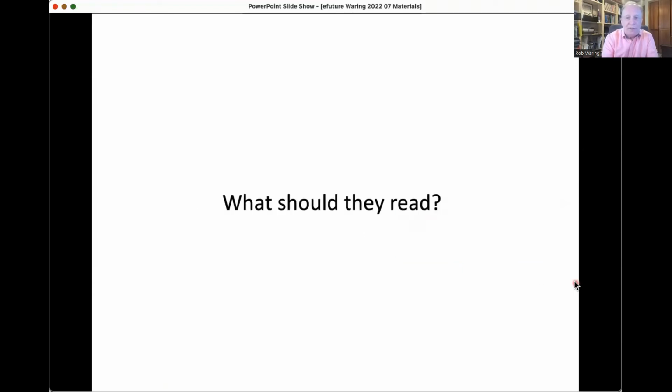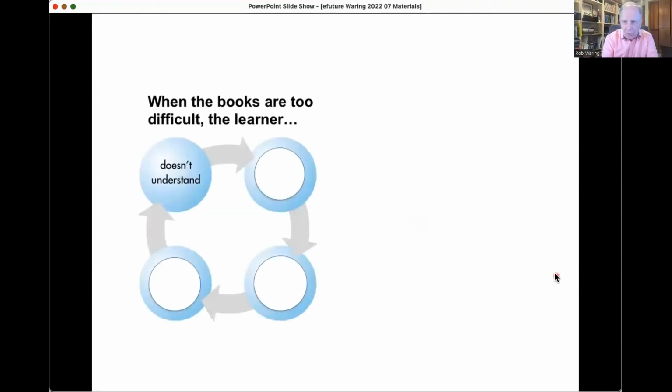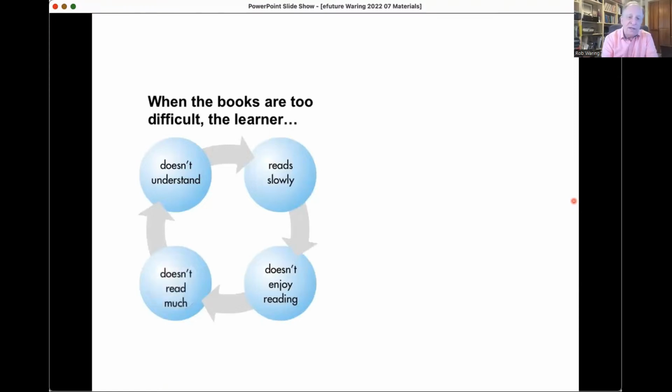So what should they read? Well, what we do know is if books are too difficult, then the learner doesn't understand, of course, right? Now, if they don't understand, they're going to read slowly. And if they read slowly, they probably don't enjoy the reading. And similarly, therefore, they don't read much. And so we get this negative cycle of reading. So there's a problem if the books are too difficult.